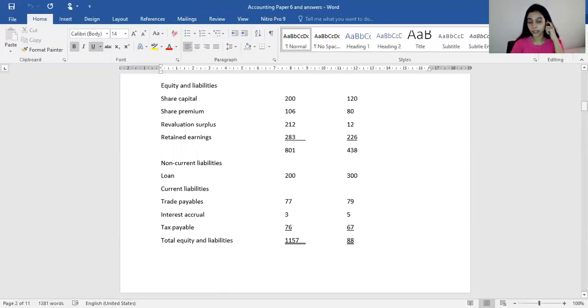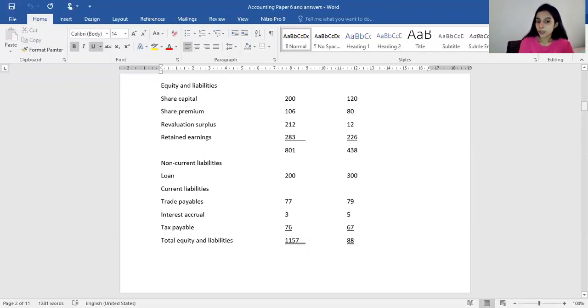And then the loan has been repaid. It has been decreased from 300 to 200. So it's a repayment of a borrowing, which is coming under financing activity, cash outflow. And trade payables have been decreased, which means under working capital changes, you have to deduct it.